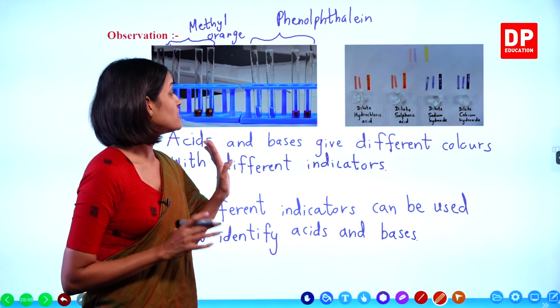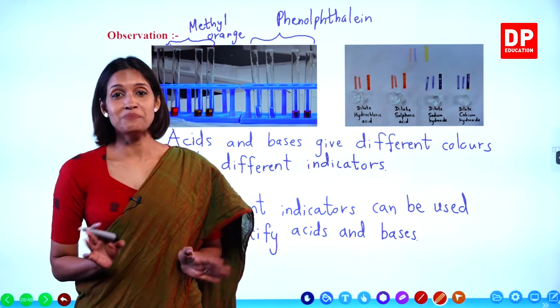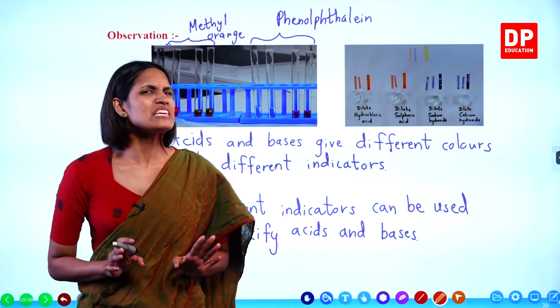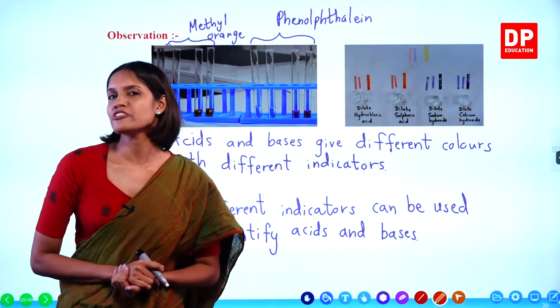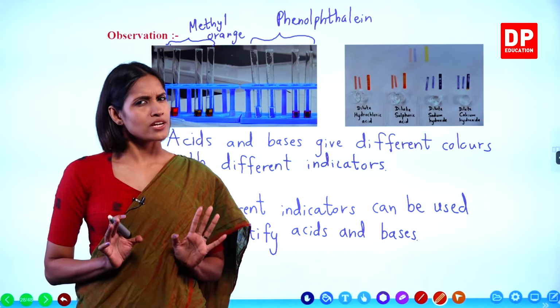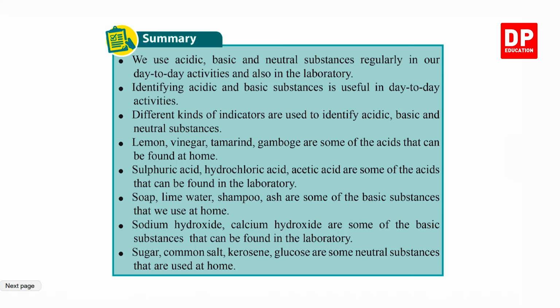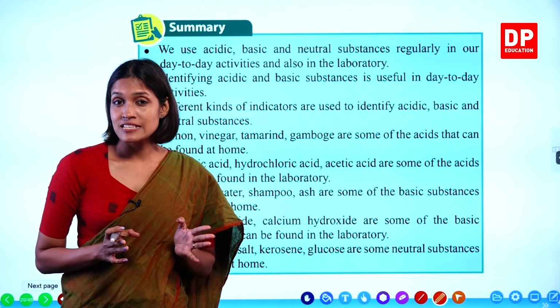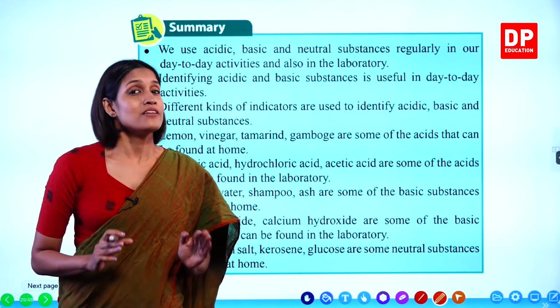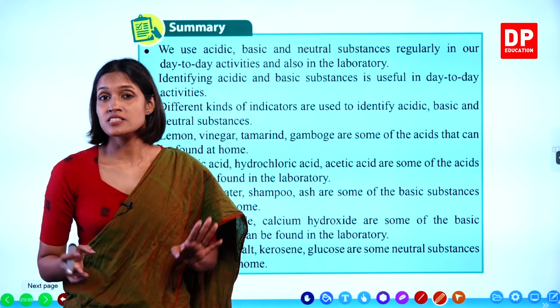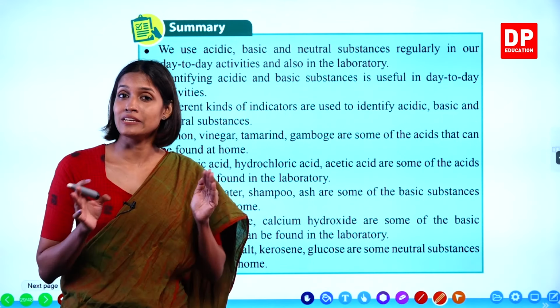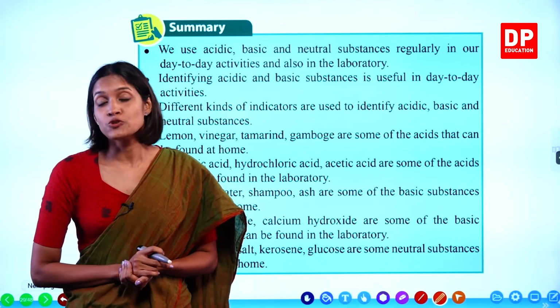Right, so with this part, we have completed the lesson. So it was a very easy lesson, right? Do you remember what we learned under this lesson? We will go check the summary of the lesson. So we will go from the beginning. We use acidic, basic and neutral substances regularly in our day-to-day activities and also in the laboratory. So after learning this lesson, I hope it's very clear that there are different substances that you use in your day-to-day life are coming under acids, bases and neutral substances.